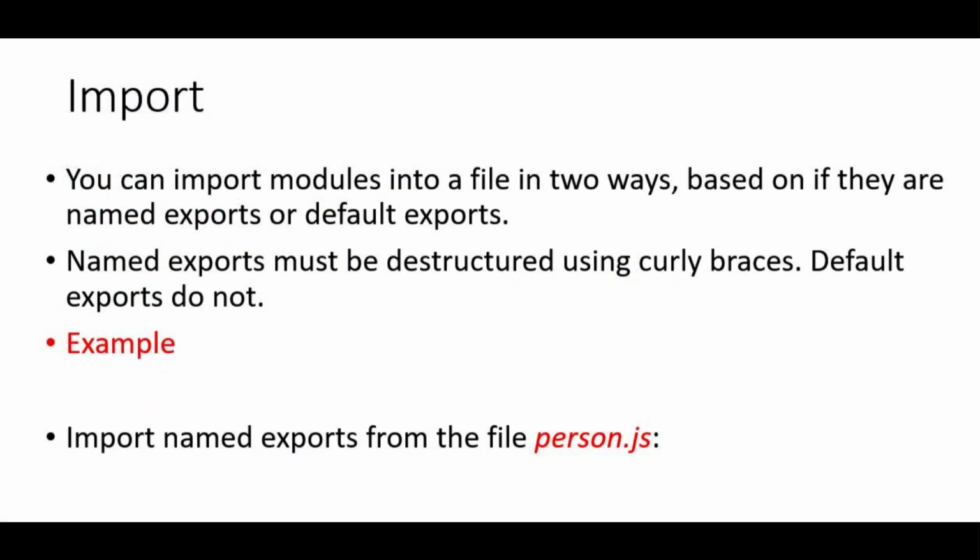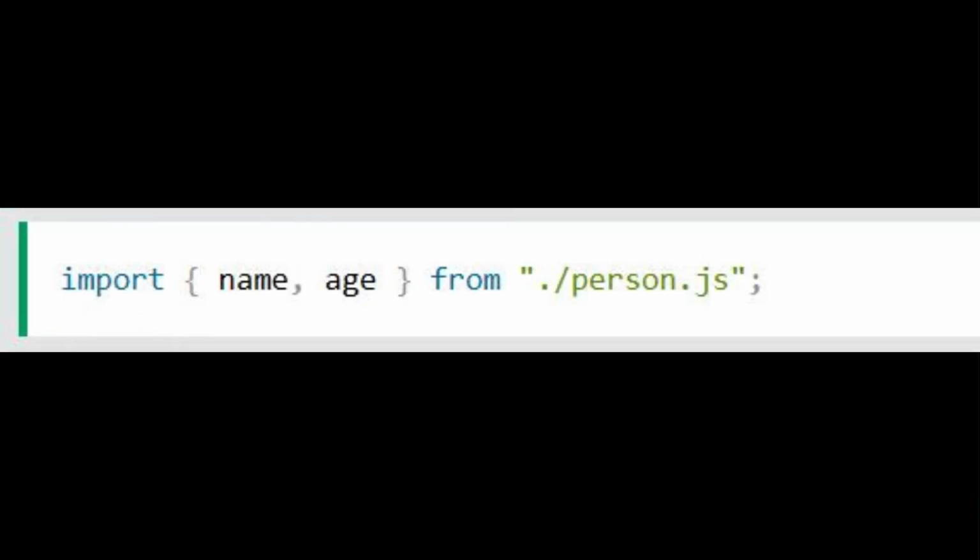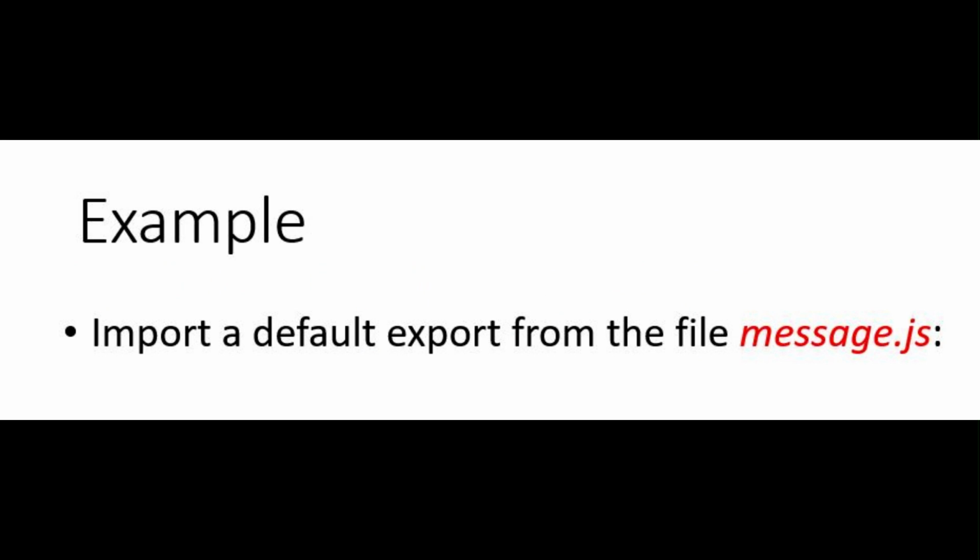Import. You can import modules into a file in two ways, based on if they are named exports or default exports. Named exports must be destructured using curly braces. Default exports do not. Example. Import named exports from the file person.js. Code. Example. Import a default export from the file message.js. Code.